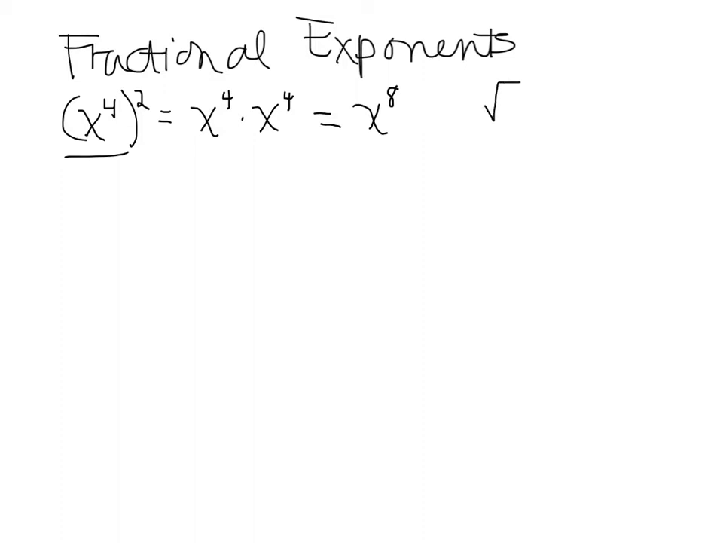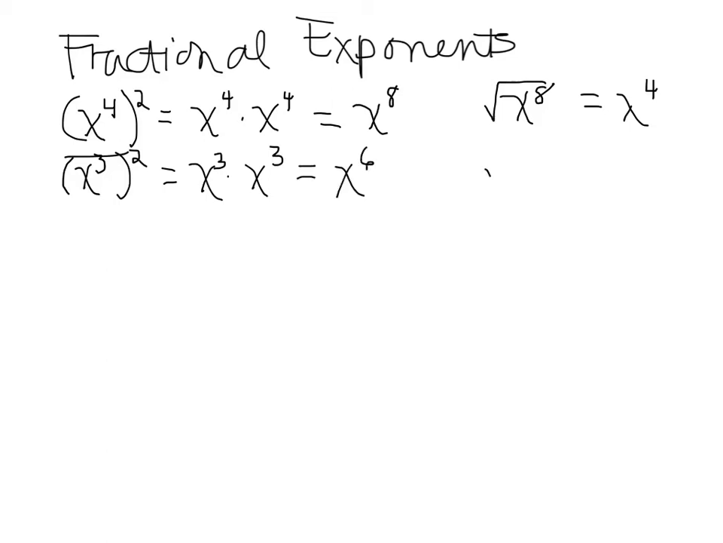Therefore, we can prove that the square root of x to the eighth is x to the fourth. Following that pattern down, if I say x to the third squared, that means x to the third times x to the third, which equals x to the sixth. Therefore, the square root of x to the sixth is x to the third.